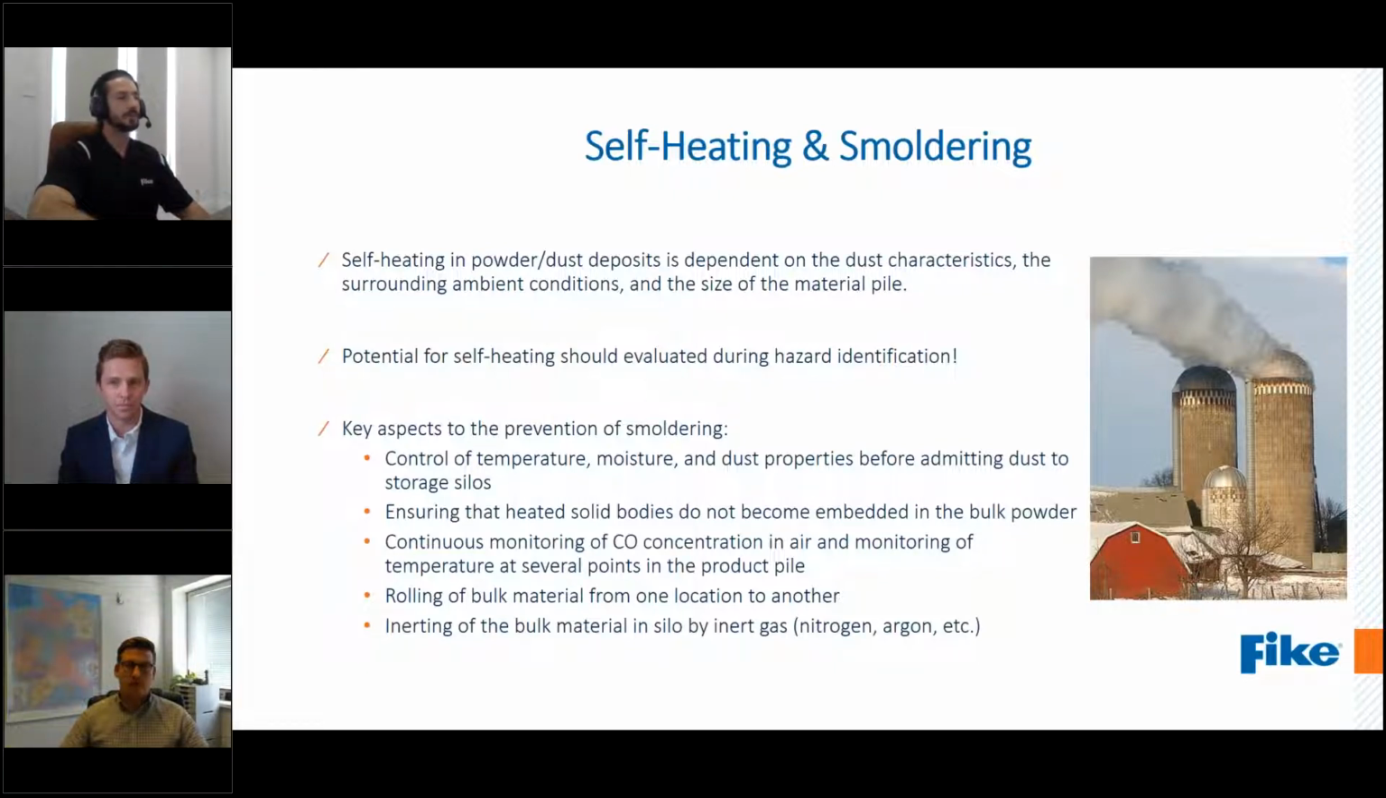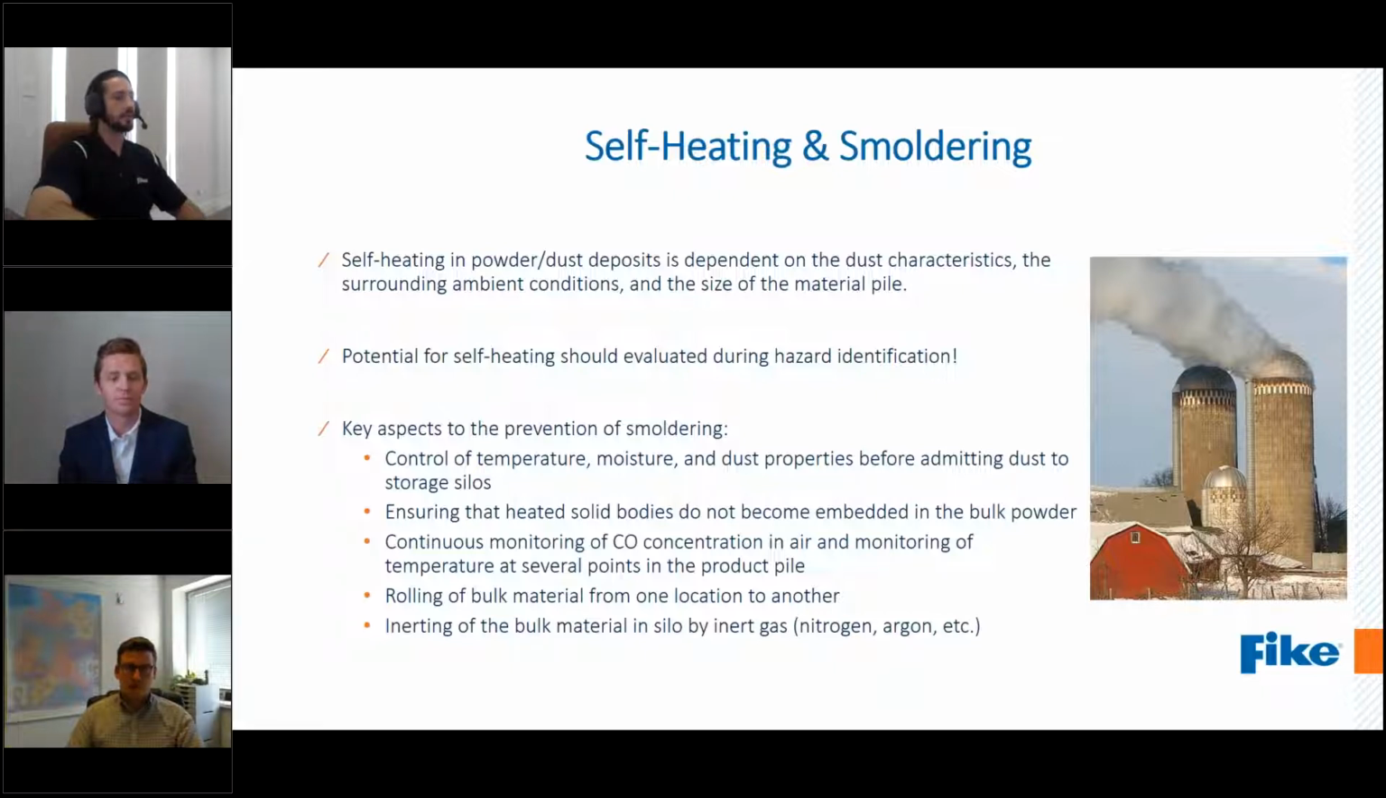A couple key aspects that we can point out to prevent the influence of smoldering. One would be the control of temperature, moisture, and dust properties before you're admitting that dust to storage within certain operations like silos. Another thing that we can do is ensure that heated solid bodies don't become embedded in the bulk powder that's contained or stored. Monitoring the possible development of gaseous decomposition and oxidation products for early detection of self-heating is also important. This includes continuous monitoring of carbon monoxide concentration in air, which is a secondary combustion product, and we can also monitor the temperature at several locations within that product pile.